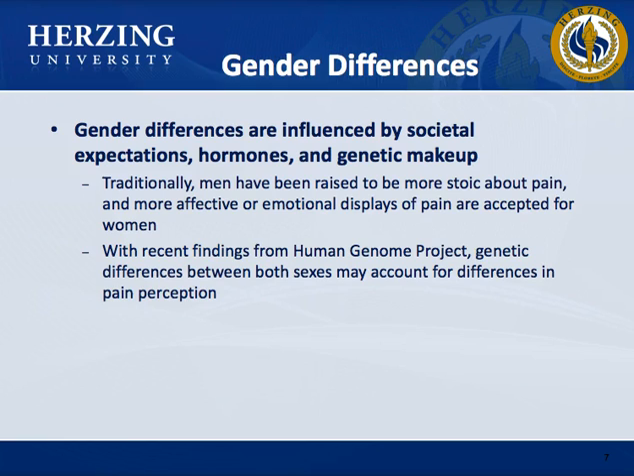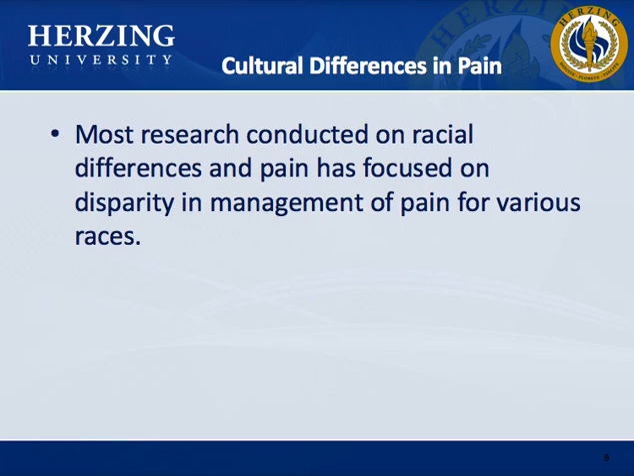Cross-cultural care related to pain includes the following: comparing pain treatment for individuals of color, for example, African Americans or Hispanics, with standard treatment for white individuals with similar injuries or diseases. Most research conducted on racial differences in pain has focused on disparity in management of pain for various races. Various studies describe how African American and Hispanic patients are often prescribed and administered less analgesic therapy than white patients, although most of these differences are small.